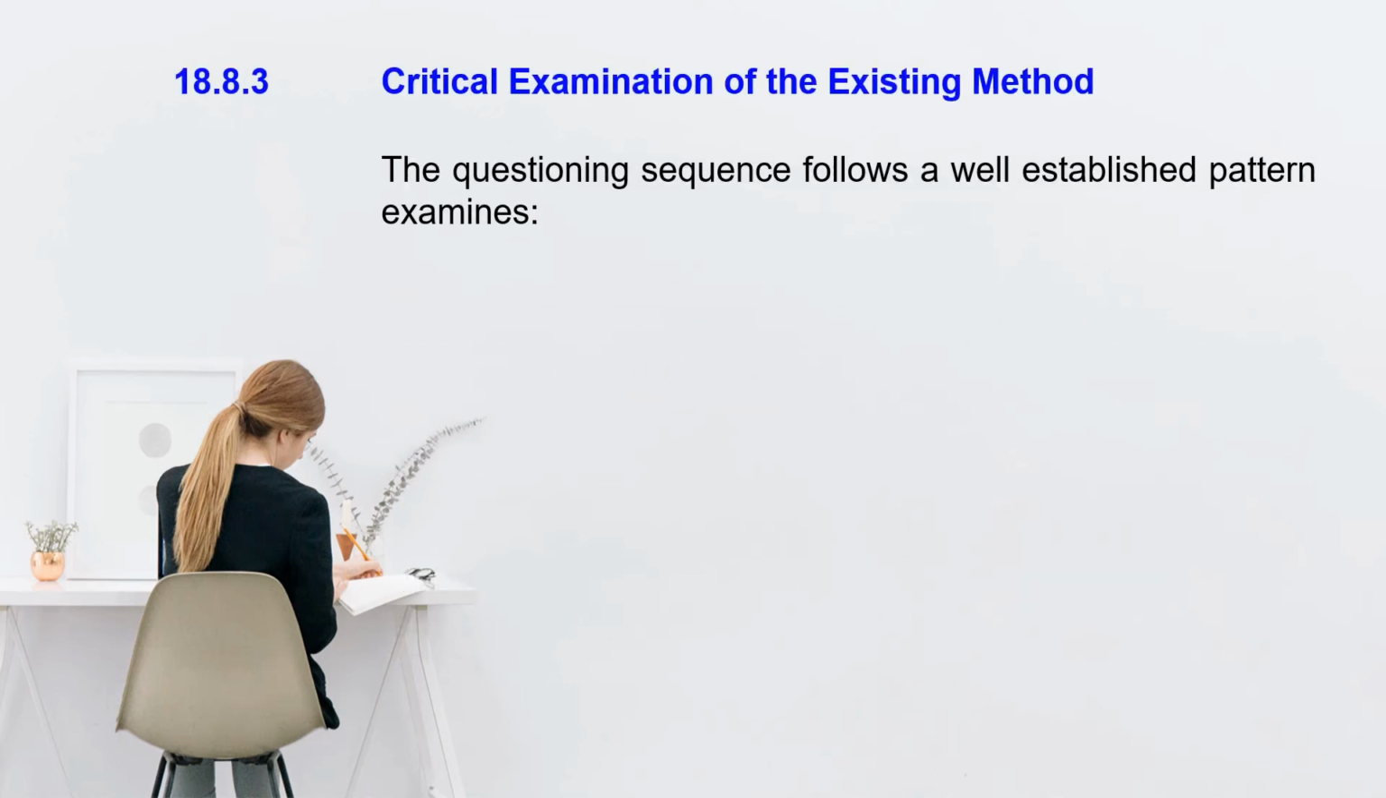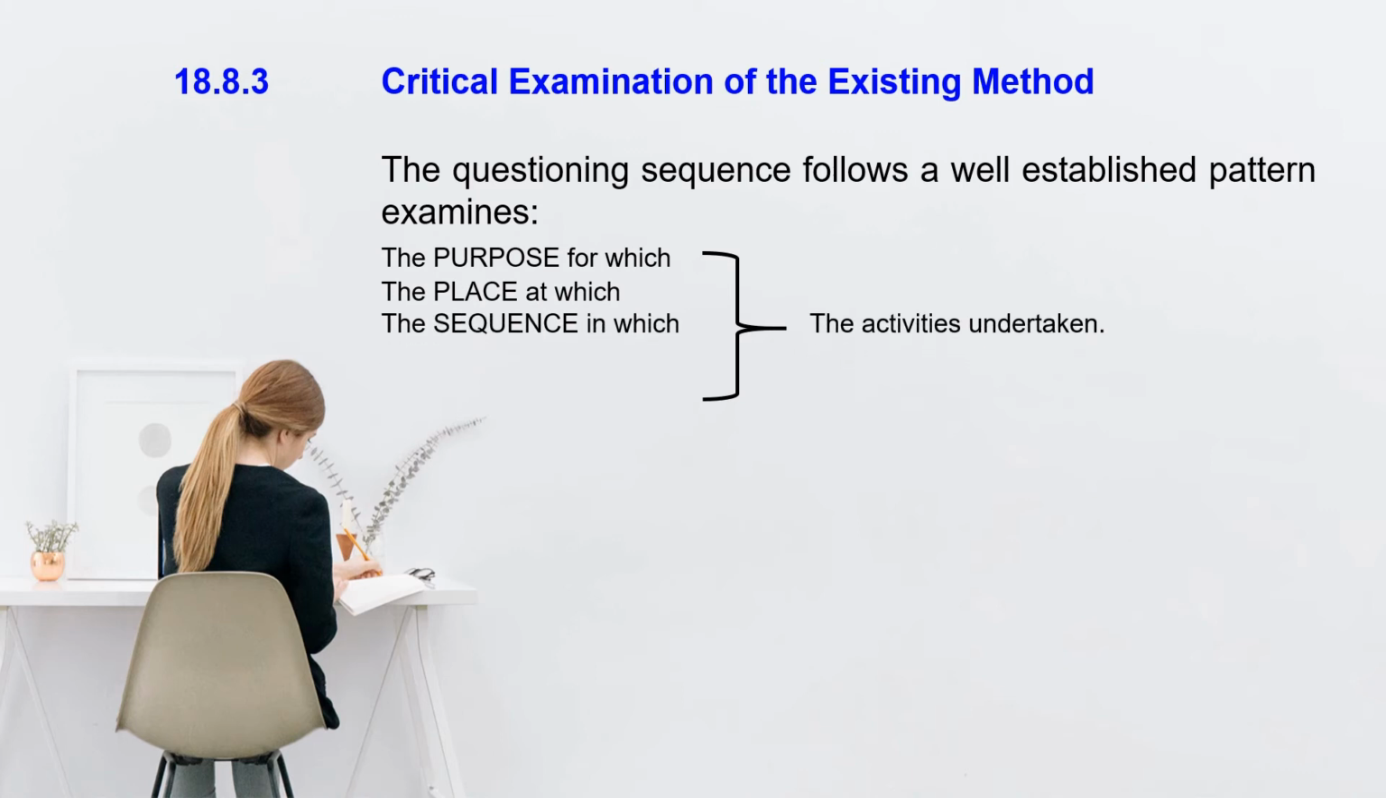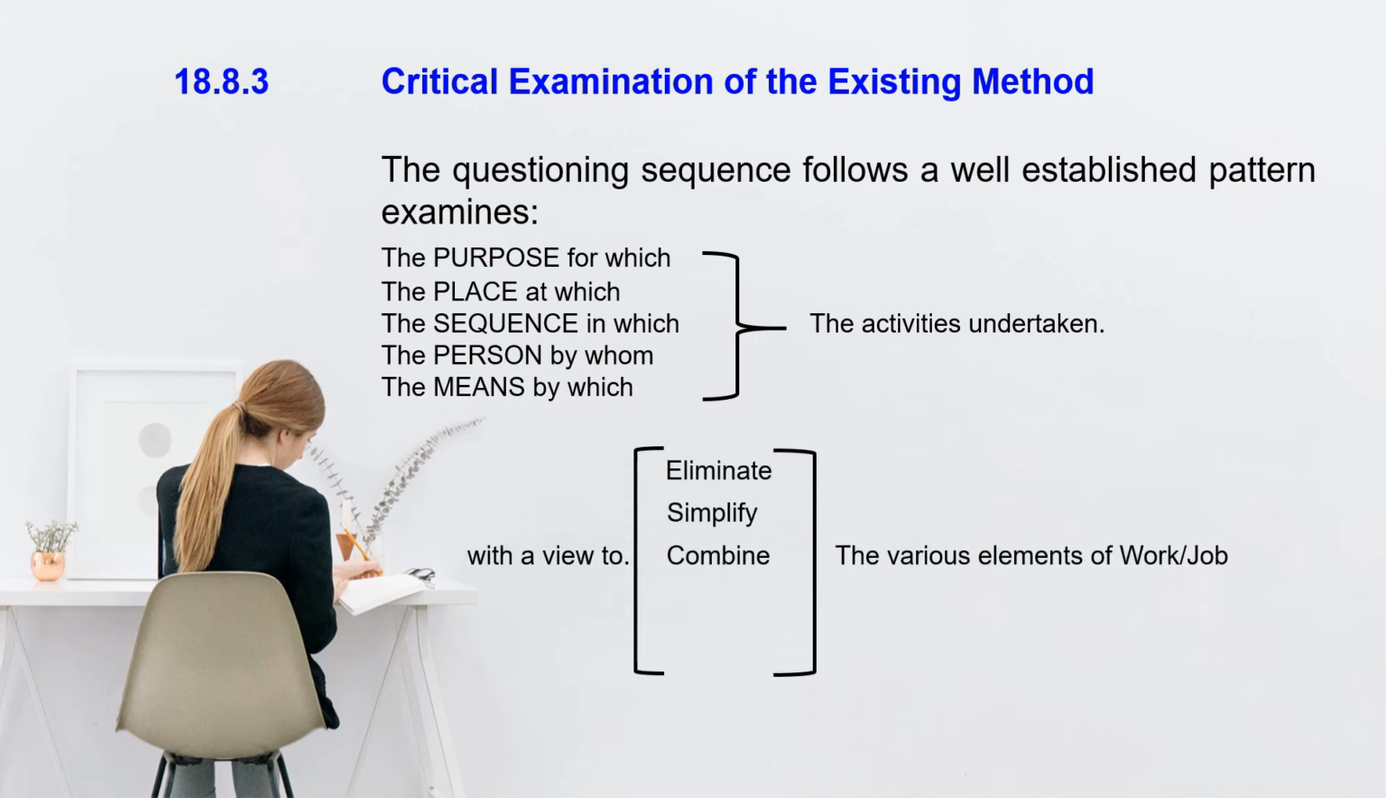The questioning sequence follows a well-established pattern. It examines the purpose for which the activities are undertaken, the place at which the activity is undertaken, the sequence in which the activity is undertaken, the person by whom the activity is undertaken, and the means by which the activity is undertaken, with a view to eliminate, simplify, combine, or rearrange the various elements of work or job to improve the work method.